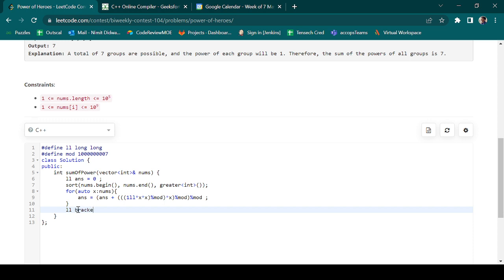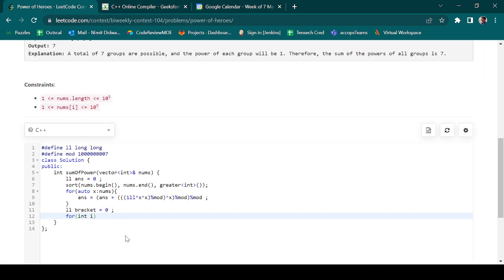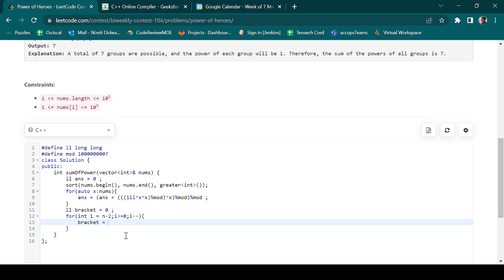Now what I will do is, we have to maintain a bracket variable which is initially initialized to 0, and then we have to traverse from n minus 2 till 0. Okay, so we have to traverse it in reverse fashion. So for that I'll write i = n minus 2; i is greater than or equal to 0; i minus minus. Here what we are doing now, we are writing bracket is equal to 2 into bracket plus nums of i plus 1.